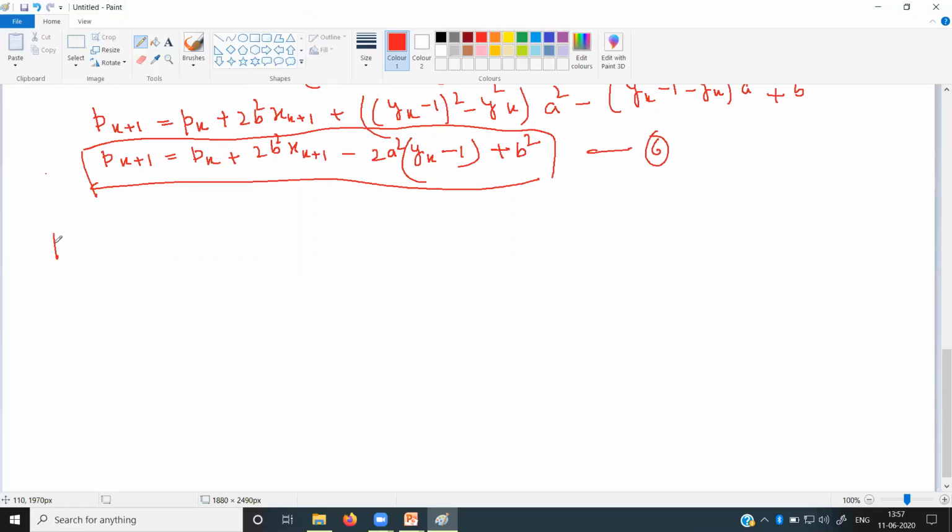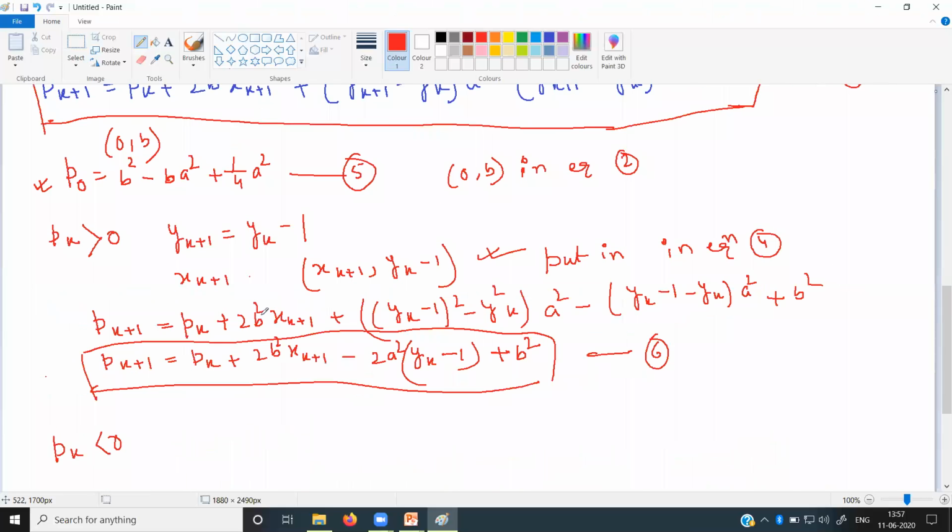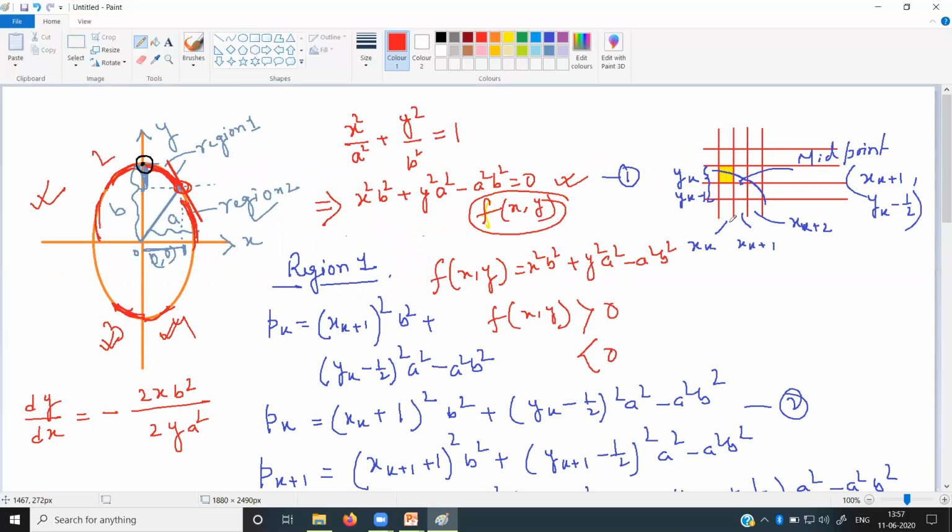Now again, if the value of pk is less than 0, that means the midpoint is inside this ellipse. If the midpoint is inside the ellipse, in that case we have to say which point we have to select, yk or yk minus 1. So this point is inside the ellipse. If you select yk minus 1, that means you are again going far away from the boundary. What we have to do is push the points towards the boundary.